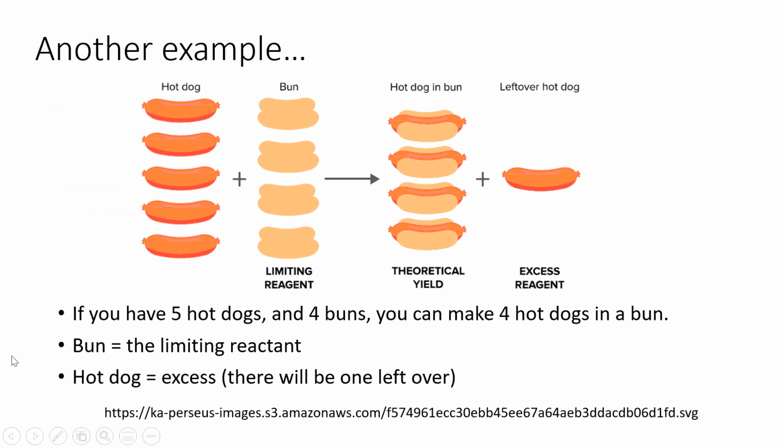Here's another example. If I'm trying to make some hot dogs in a bun, I've got 5 hot dogs in my package. I only have 4 buns. I'm going to be able to make 4 hot dogs in a bun, and I will have 1 leftover hot dog. So sometimes we'll want to consider also how much excess reactant is going to be left over when you're done making your product.